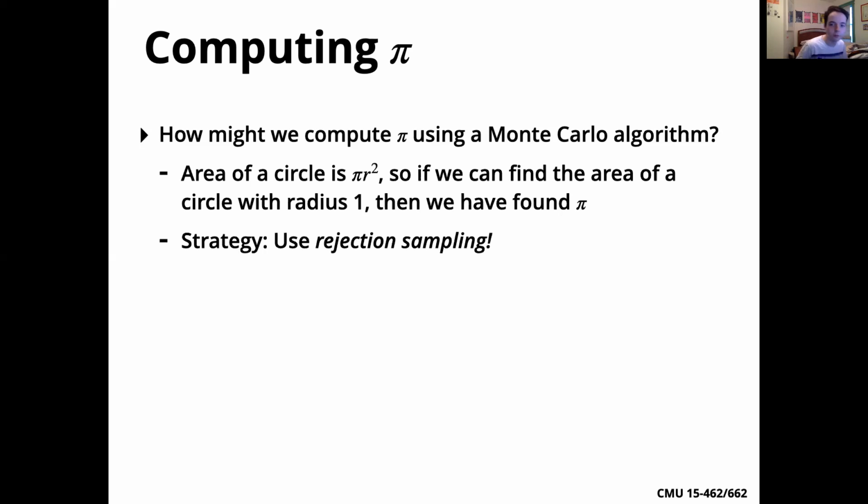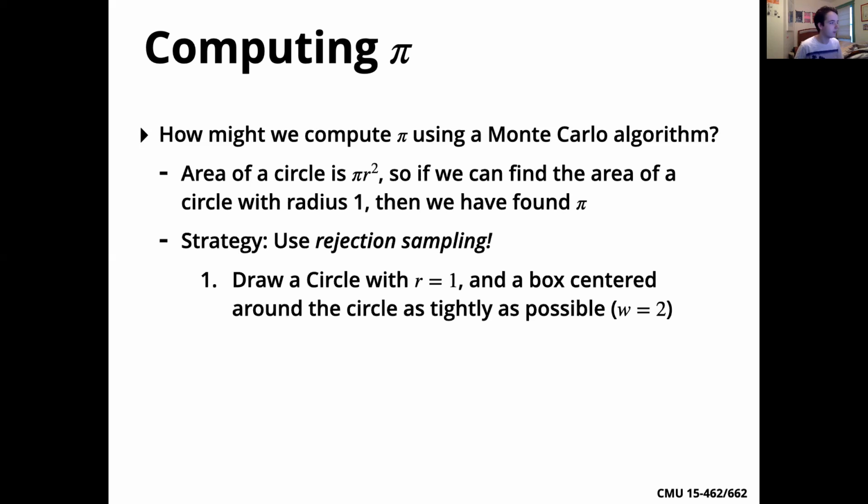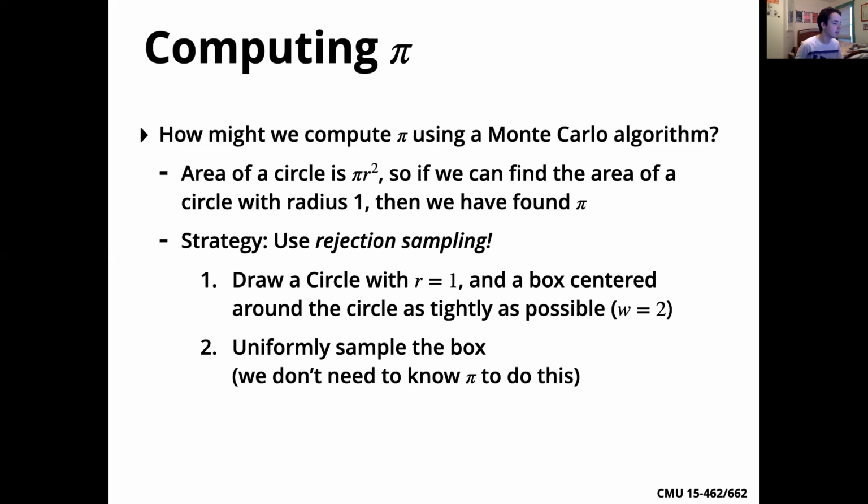So we'll use rejection sampling. We can draw a circle on the ground with radius 1, put a box around it, and throw some rocks at it randomly, uniformly sampling the box. Importantly, we're uniformly sampling a box, so we don't need to know pi to do this. And that's the whole point. We don't know pi, we want to find pi.